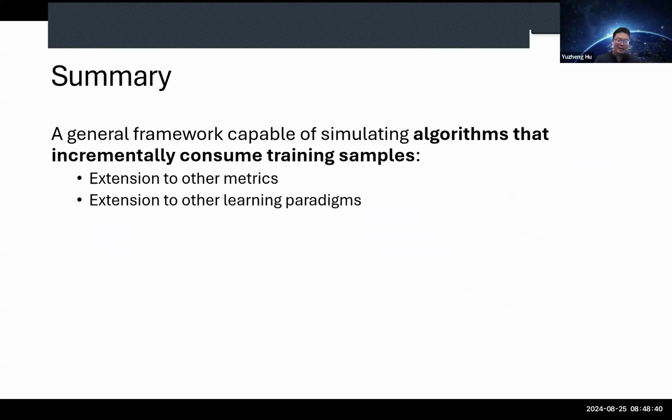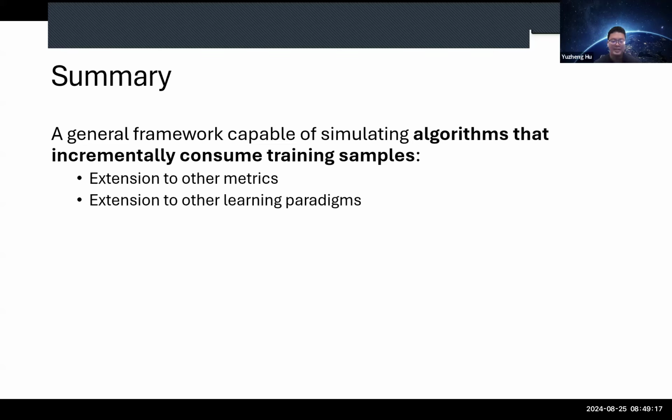Okay, so in summary, I've talked about this very general inference. I think it's a really general framework that is capable of simulating the loss sequences given a training curriculum. I describe it as it is, but if you really think about it, I say it's general because it's capable of simulating general algorithms that incrementally consume training samples, and these comprise much more broadly compared to what I described today, right?